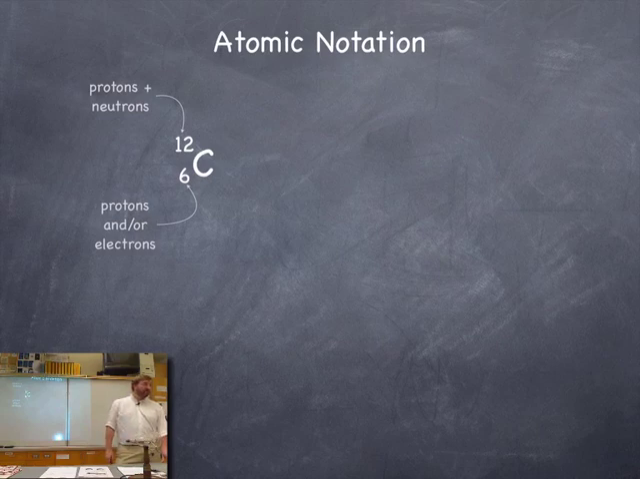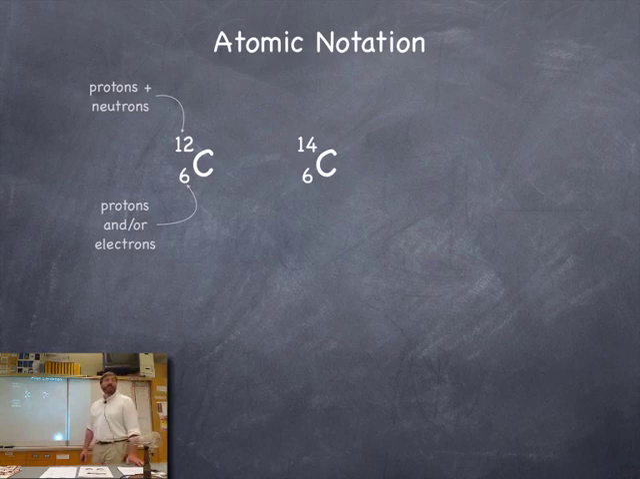Now, not all atoms of carbon have the same number of neutrons. Okay? Some atoms of carbon have more neutrons. We call this carbon-14. Okay? Carbon-14 is radioactive. It will decay. It will break down to produce nitrogen. Okay? One of the extra neutrons will decay into a proton and kick out an electron. Okay? We call that beta decay.